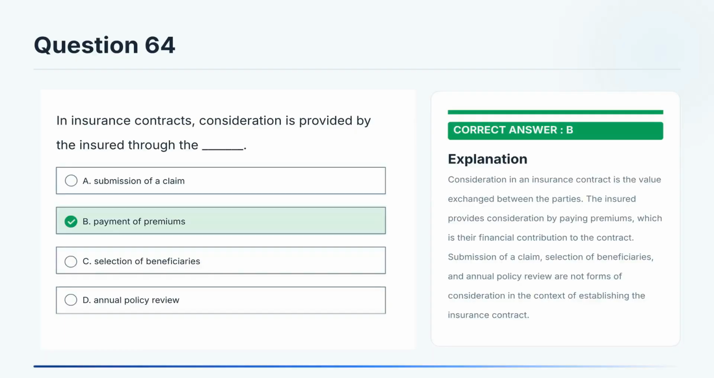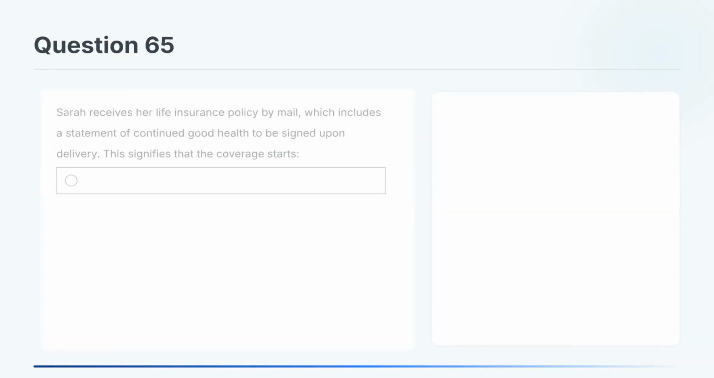Consideration in an insurance contract is the value exchanged between the parties. The insured provides consideration by paying premiums, which is their financial contribution to the contract. Submission of a claim, selection of beneficiaries, and annual policy review are not forms of consideration in the context of establishing the insurance contract.